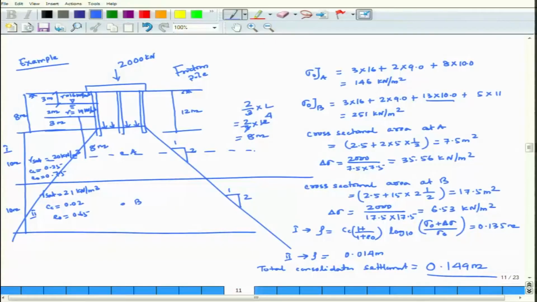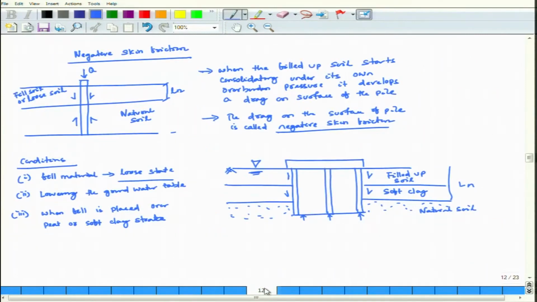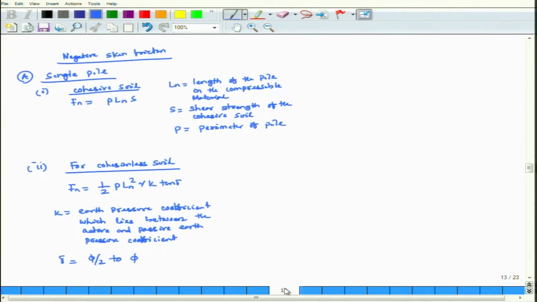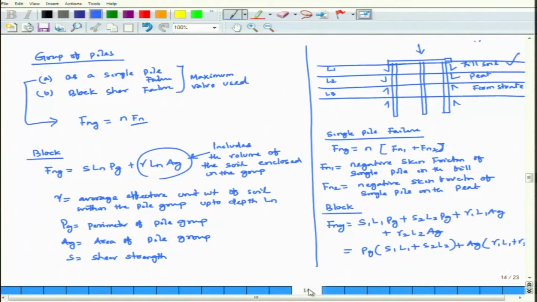Earlier I have solved a problem regarding the settlement of pile group. Then I started negative skin friction for single pile, where negative skin friction occurs, and what the conditions are. Then how to find the negative skin friction of single piles, both in cohesive soil as well as cohesionless soil. Then, considering a group of piles, how to calculate negative skin friction.